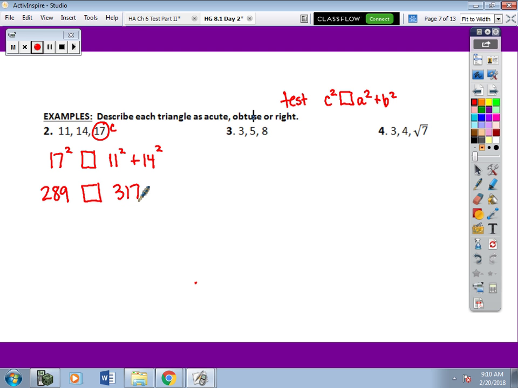Would we classify this as acute or obtuse? Marquise? Acute. We would fill this in with a less than symbol. This is smaller, and less than means acute. You have to remember, if you're going to use the acute less than, that you set the c squared first and then the a squared plus b squared. Some students will switch that. Okay, the next one we see, also the longest or largest side is our last number. So we would have, again, our c squared compared with a squared plus b squared.